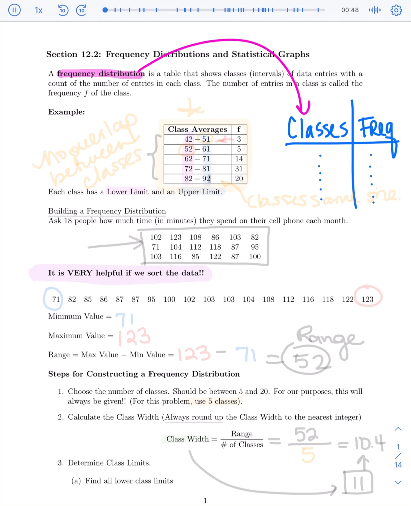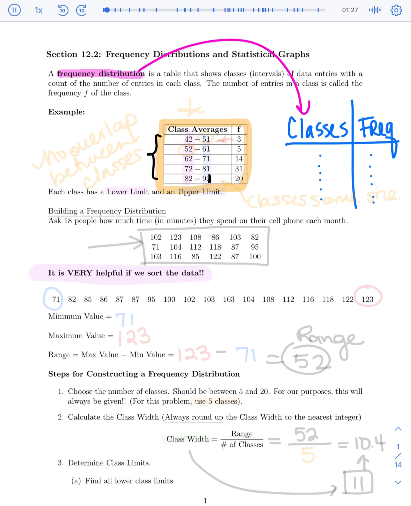So we see this first example that's already made out for us here, this frequency distribution. And basically what it says is that you have classes that range from, on the first one, 42 to 51, and it has an F, a frequency of 3. What that means is there were 3 class averages between 42 to 51. And then the next class starts at 52 to 61, and actually there's an error here. This last class has to go up to 91.